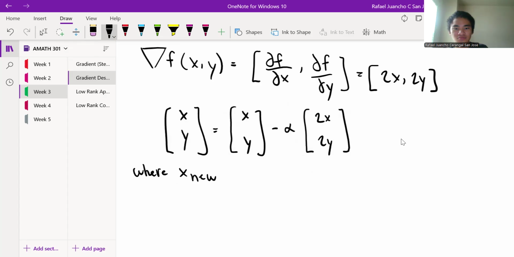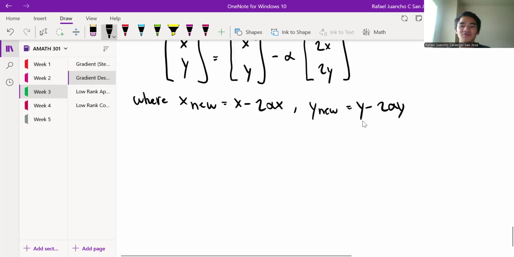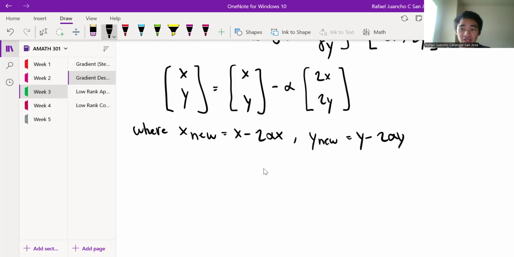Our x new is equal to x minus 2 alpha x. And then our y new, our new y value, is y minus 2 alpha y. All right, so we have two things that we're considering. Like the first one, you only need one. Here we have two, because we're finding the minimum of two slopes, right? Because you have two derivatives that we're trying to take care of.